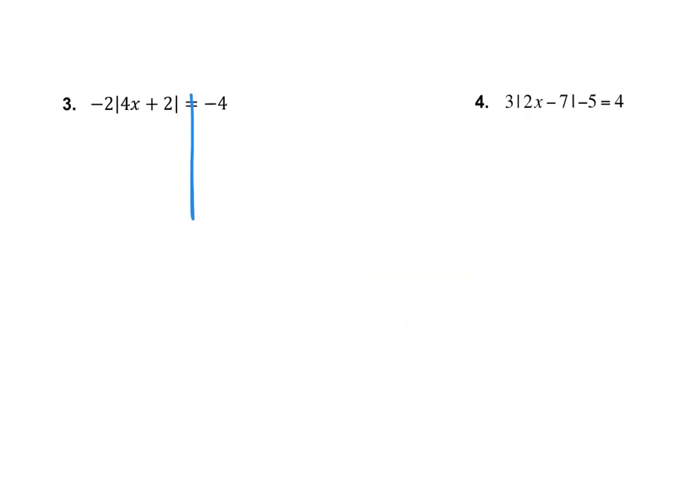All right, question number 3. We have -2 times the absolute value of 4x plus 2. Now, do not confuse this with -2 times (4x plus 2). That would have parentheses. This is not parentheses, so we cannot distribute that negative. So we ask ourselves, what is that -2 doing to that absolute value?